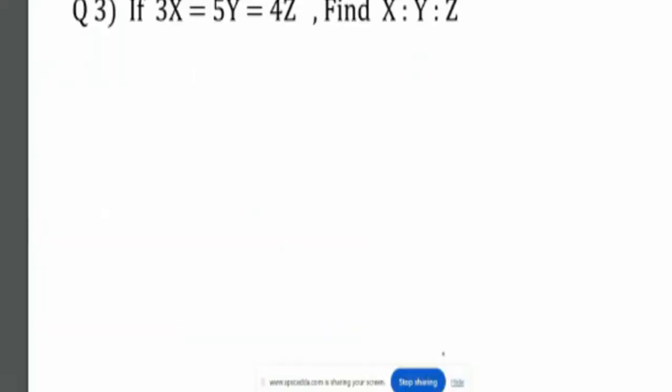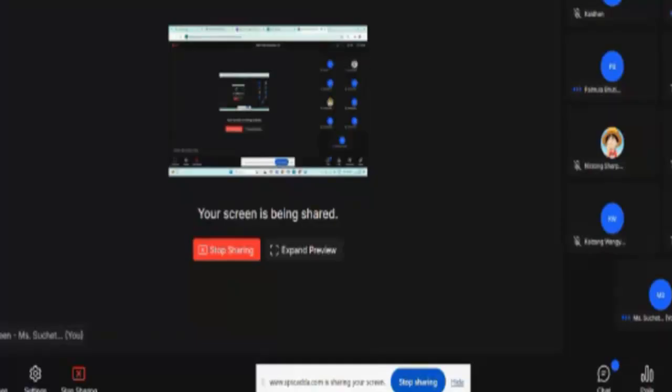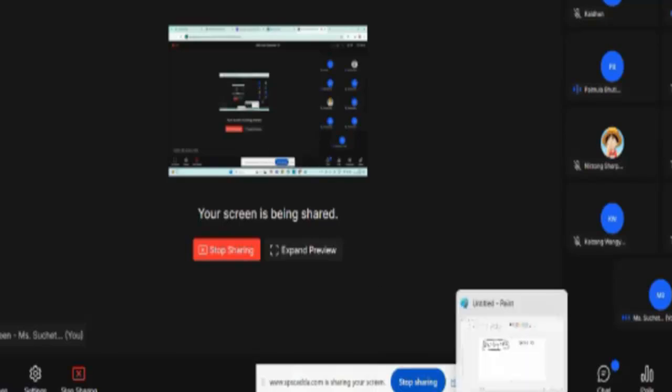Correct. Let's move to this question. Question number 3: 3x equals 5y equals 4z. You have to find the ratio of x, y, z. Simplify the question. Let me know the correct answer. 20 is to 12 is to 15. Anyone else? What is the correct answer? 20 is to 12 is to 15.